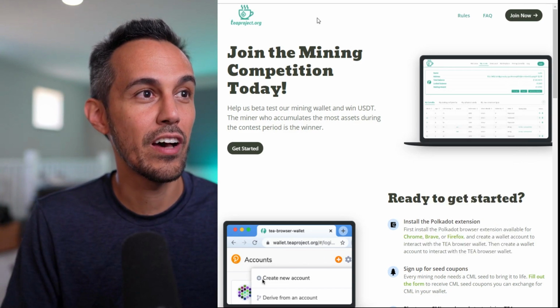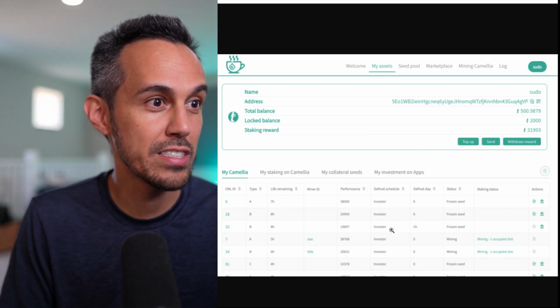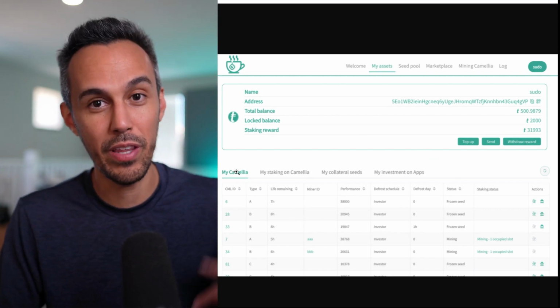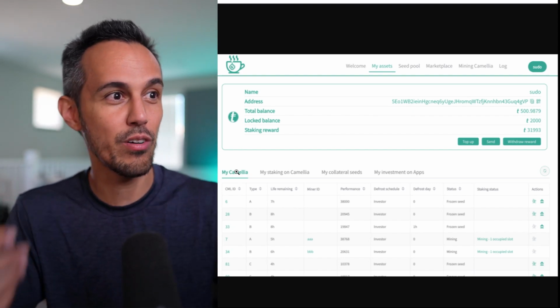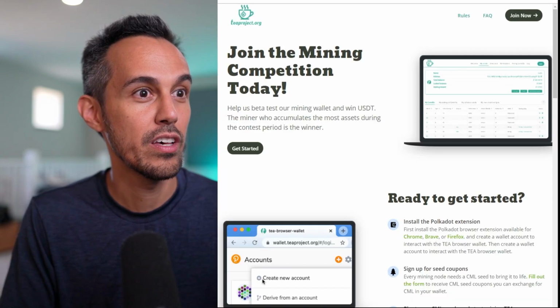Let's see if I can look at this image. They have some screenshots of their platform. Look at their assets. They store your Camellia. Remember, that's their other token. They show the address, total balance, token reward, etc. So definitely check that out.